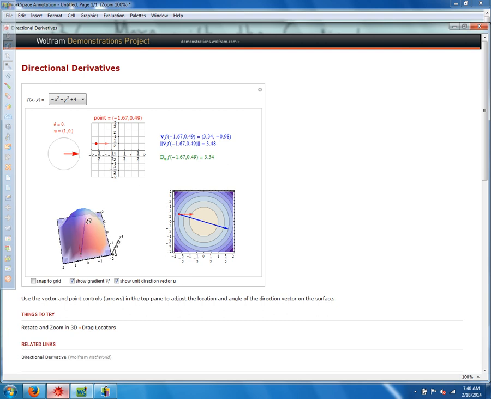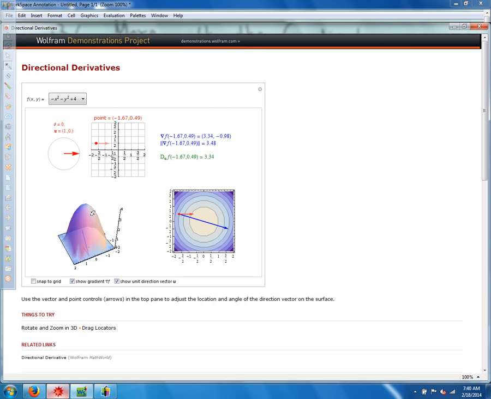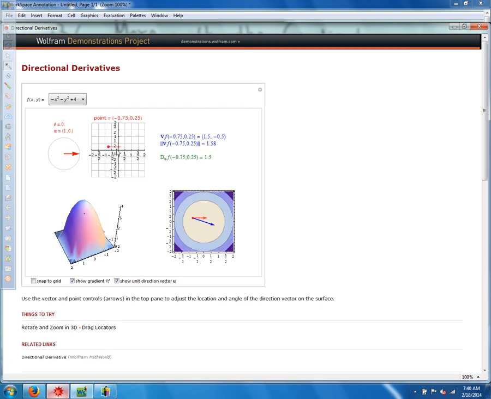Mr. Weaver? Yes? Would the gradient be zero if you were exactly on the continent?